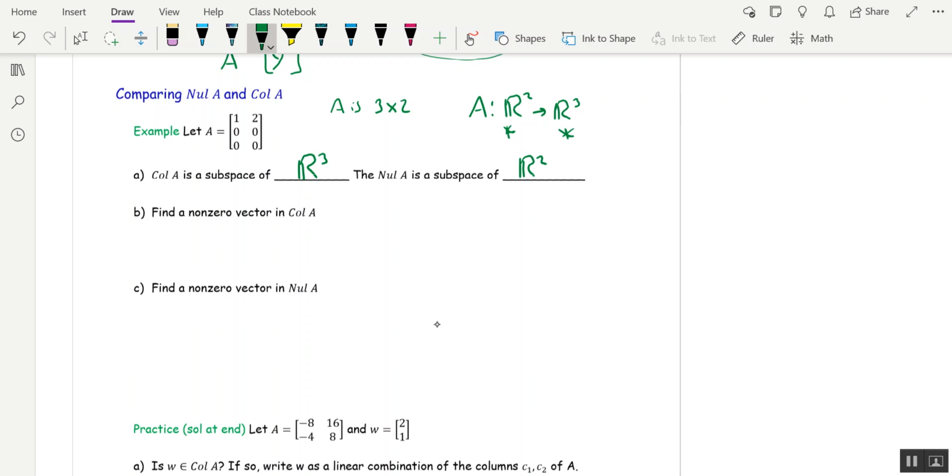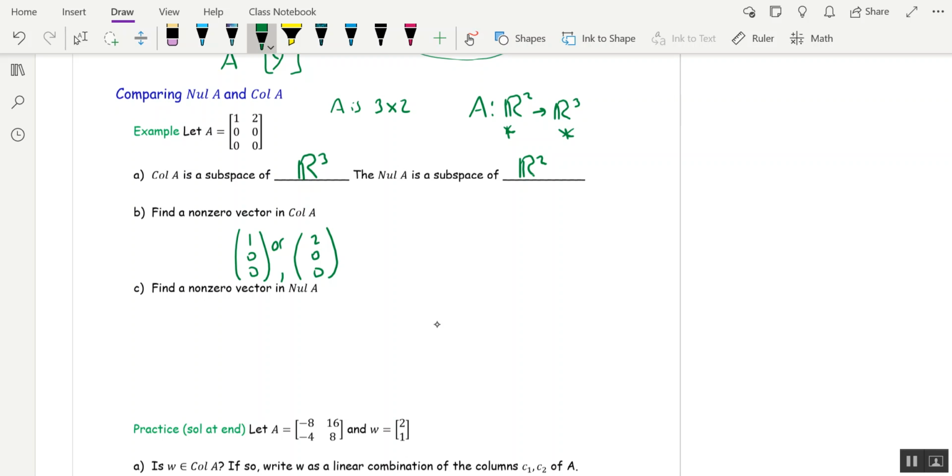Find a non-zero vector in col A. Col A is the span of the columns of A. So any column of A will be in the span of the columns of A. So I'm just going to pick a column. 1, 0, 0, that's in col A. I could also pick 2, 0, 0, or any linear combination of those two vectors. But it's easiest just to pick one of the two columns. So that was very easy.